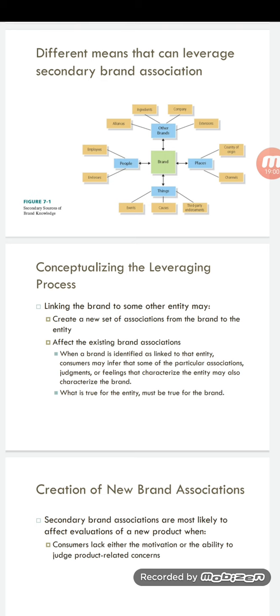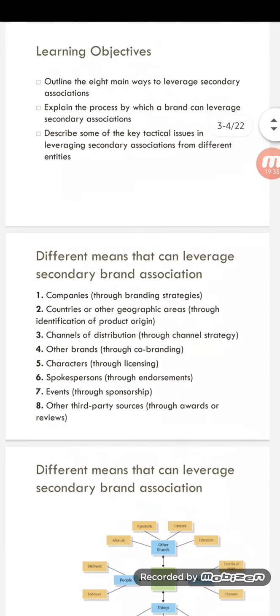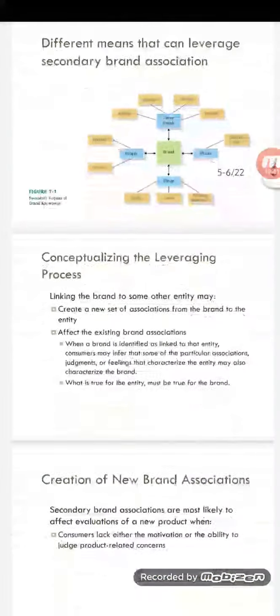So the first point is conceptualizing the leveraging process. So how do you come out with the leveraging process? Leveraging is basically where you add more intensity, or ensure that whatever you do is acting in a positive way for your brand. So the first way is linking the brand to some other entity. That is, create a new set of associations from the brand to the entity. HRX. Obviously, we all know that HRX belongs to Hrithik Roshan. So what happens is we transfer the traits of Hrithik Roshan to brand HRX. So that is one way and means by which this can be done.